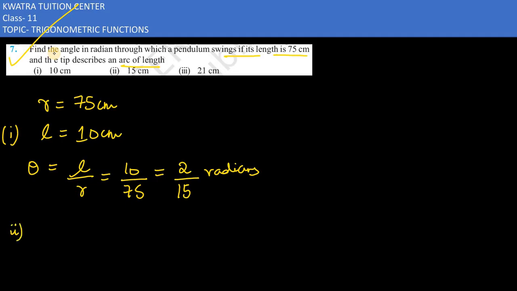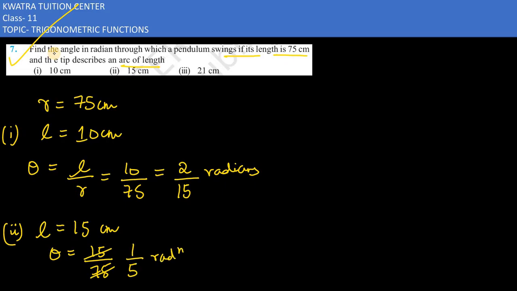Second situation हमारे पास क्या हो जाएगी? L is given as 15 centimeter. Theta would be L by R. That's 15 by 75. और 15 के टेबल में 75 कब आता है? At 5. So you can write 1 by 5 radians for it.